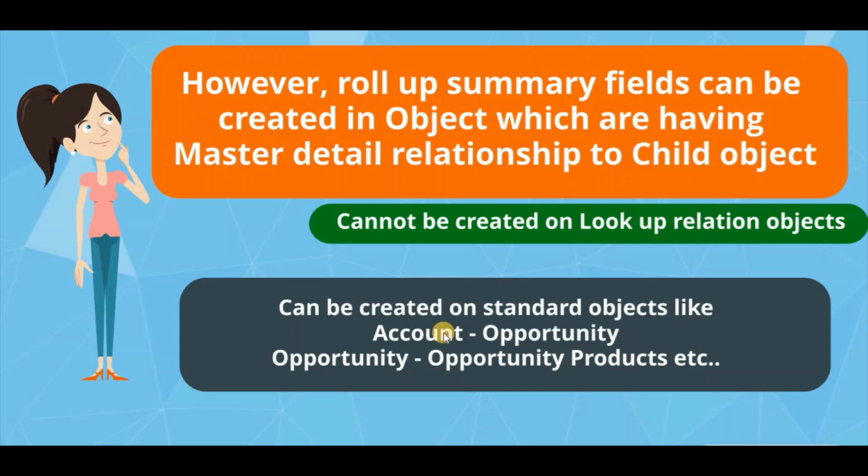Which means on account, you can create rollup summary fields to calculate the count or sum or max or minimum of any of those fields on opportunity. Same way with opportunity products. In here, account is the parent and opportunity is the child. Same way here, opportunity is the parent, opportunity products is the child.